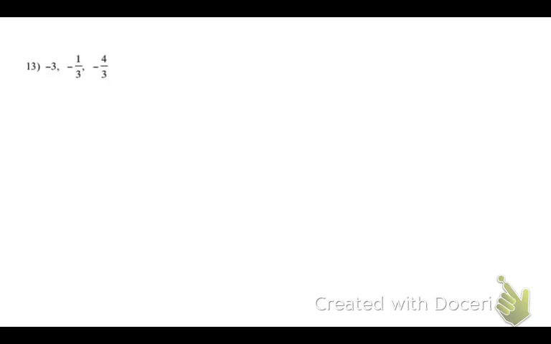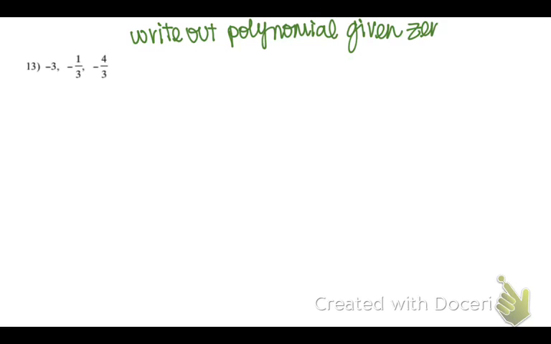Okay, this one. So it's asking you to write out the polynomial given these zeros. So to do this, I can just write these as x equals -3, x equals -1/3, and x equals -4/3. And I want to work backwards and put these back into their factors.